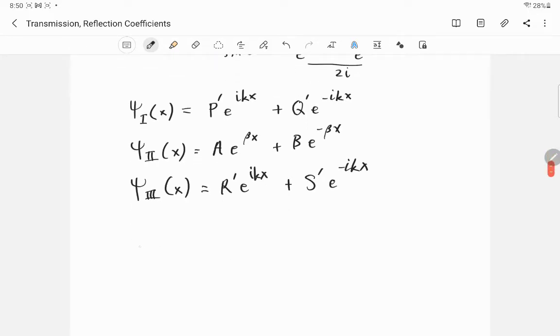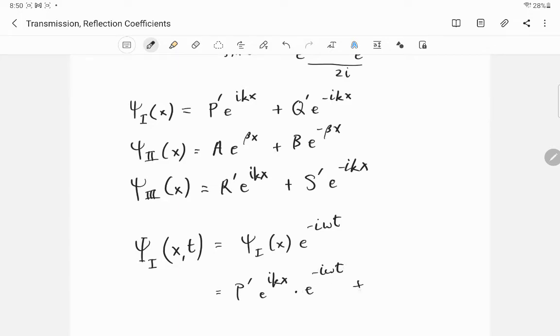And the reason I do this is, for example, if I look at psi 1, but I want to understand the time-dependent version, I'm just going to multiply through by e to the minus I omega t. So I take the pure space wave function and multiply by e to the minus I omega t. What this looks like is I've got p prime times e to the I kx times e to the minus I omega t, plus q prime e to the minus I kx times e to the minus I omega t.